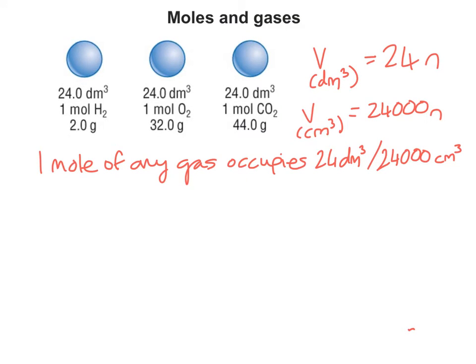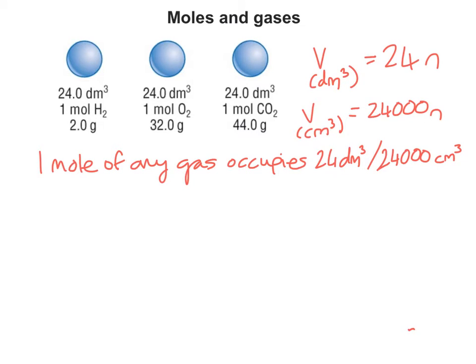So let's now have a quick look at moles and gases. This is used if we have gas volumes given to us instead of masses. If you don't have things in grams, what do you do? So assuming we're talking about gases and they give us the volumes either in decimeters cubed or centimeters cubed, you can do V equals 24N or V equals 24,000N.